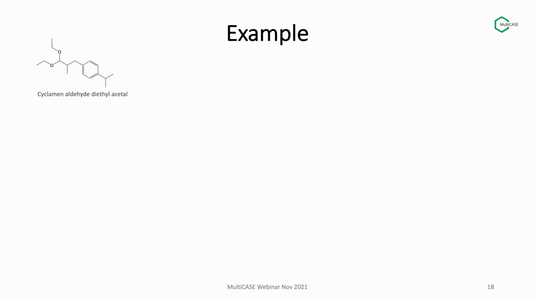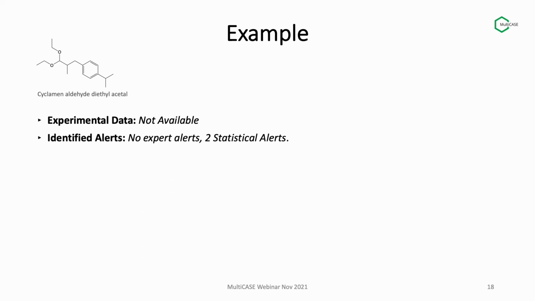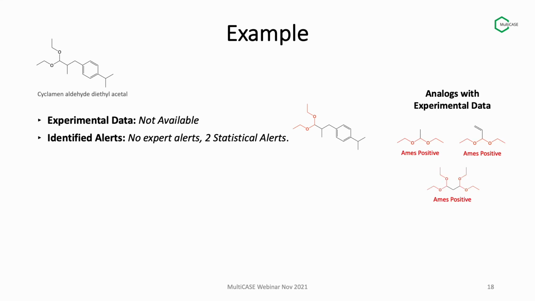Okay, so let's take another one. I really apologize for showing so many examples, but I tried to gather examples that show different types of expert review. No experimental data is available for this compound. When we checked for alerts, we found no expert alerts, but the statistical methodology gave two alerts, and that is highlighted on this chemical. Now let's find analogs. These are analogs which contain the exact same alerts, and they are all positive. So it looks like it's a positive compound.